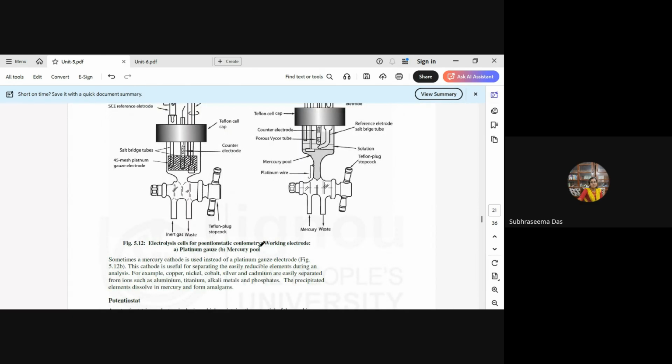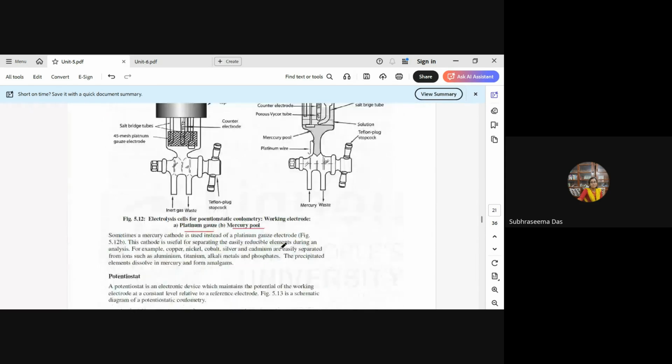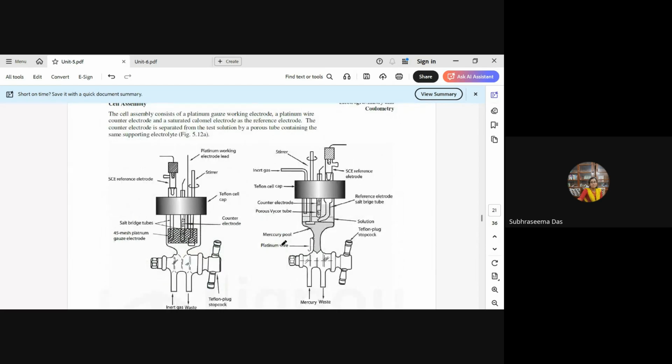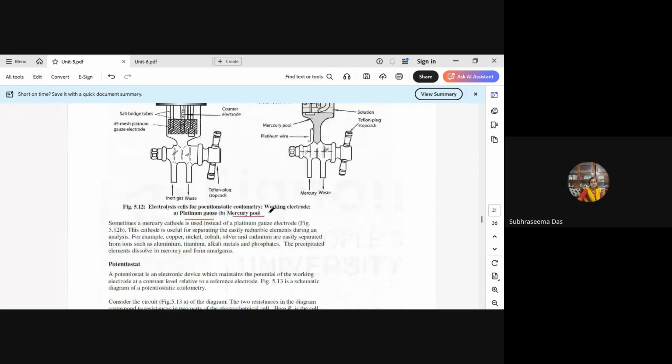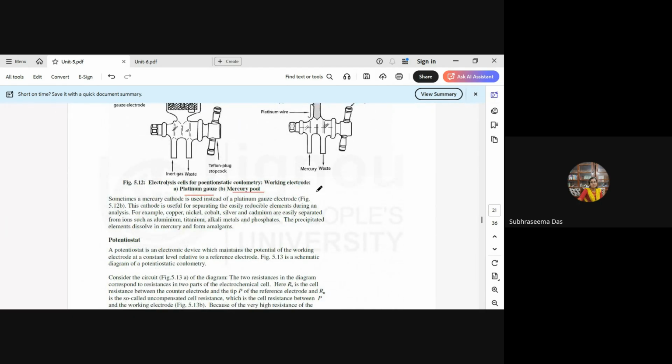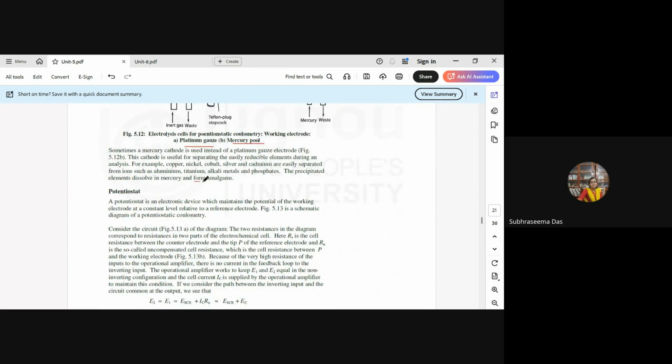Here, in the electrolysis cells for potentiostatic coulometry, the working electrode in the first case is the platinum gauze, and in the second case it is a mercury pool. So sometimes mercury is also used, as shown in figure 5.12b. This cathode is useful for separating easily reducible elements during an analysis. For example, copper, nickel, cobalt, silver and cadmium are easily separated from ions such as aluminium, titanium, alkali metals and phosphates. The precipitated elements dissolve in mercury and form amalgams.